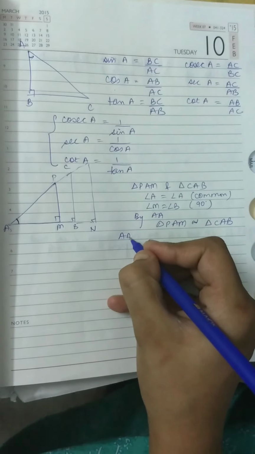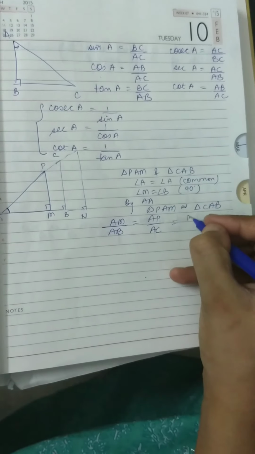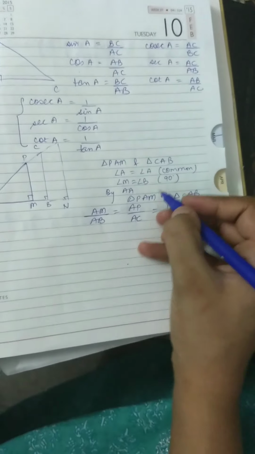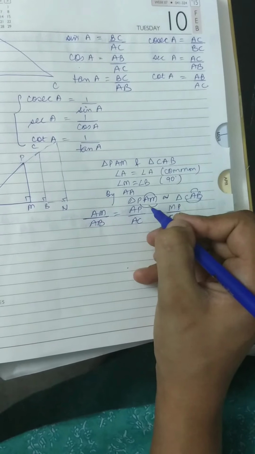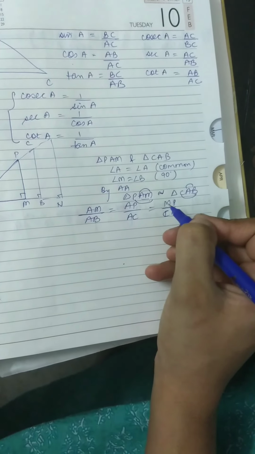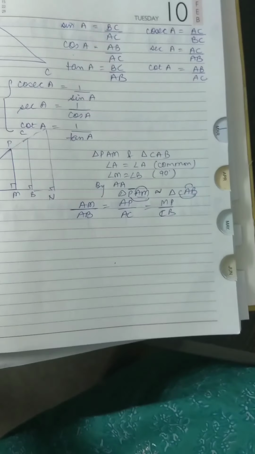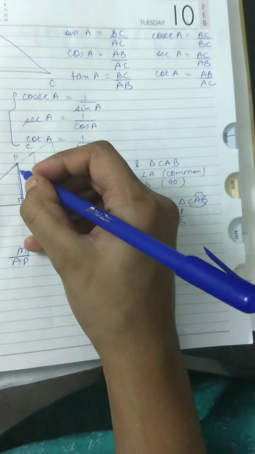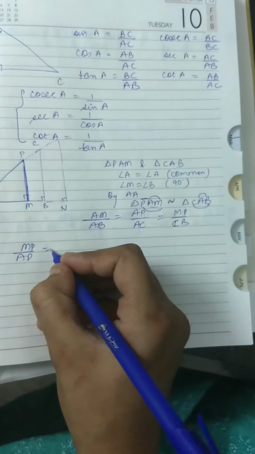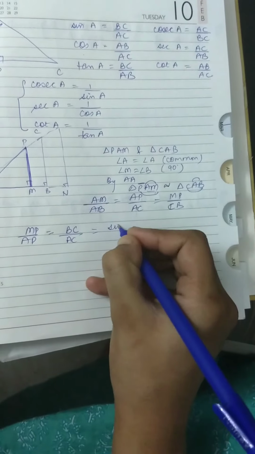So here I can write AM upon AB is equal to AP upon AC is equal to MP upon CB. By CPCT, AM upon AB is equal to PM upon CB is equal to, what is left? PM, AM and MP. So AP is left, AP upon CA. So these three can be written as the ratios of these three sides. So these are equal. Now MP upon AP, side opposite to angle A upon hypotenuse gives the sin A. So MP upon AP is equal to BC upon AC is equal to sin A.